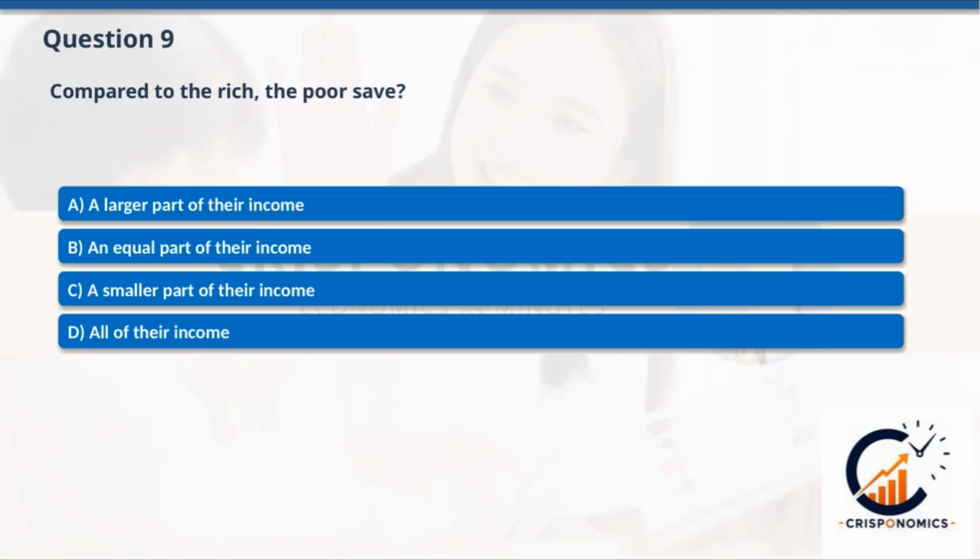Let's think about how saving habits differ between the rich and the poor. Do the poor save a larger part of their income, an equal part, a smaller part, or maybe even all of it? This question helps us explore the relationship between income levels and saving behavior, a key idea when we talk about financial stability and economic inequality. It's not always what you might expect.